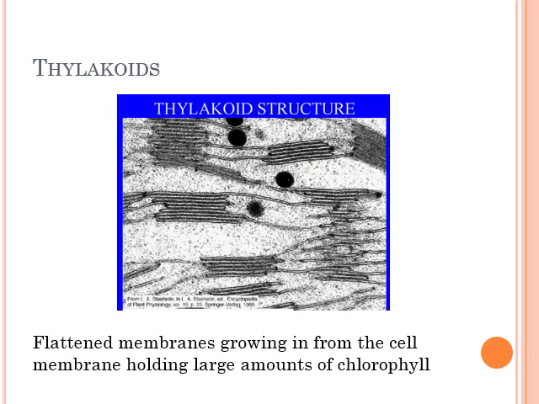The thylakoid. Where have you guys heard of thylakoids before? Not mitochondria, the other one. The chloroplast. We'll get to the mitochondria in a second. The chloroplast has thylakoid membranes. What a thylakoid is are flattened membranes that grow in from the cell membrane, and they have a lot of chlorophyll. So this particular bacteria will have an invagination, and another one, and another one, and another one, leading to these flattened discs, like that.